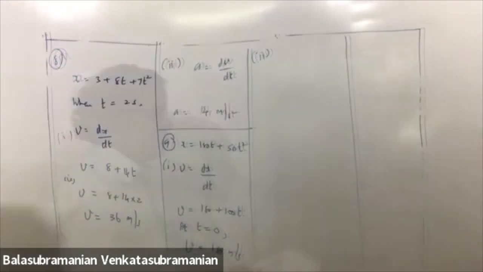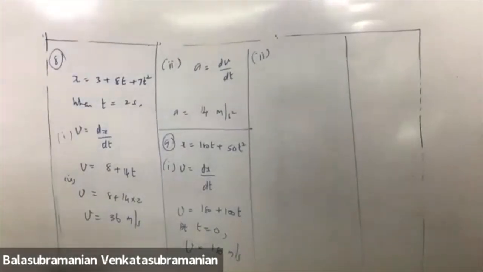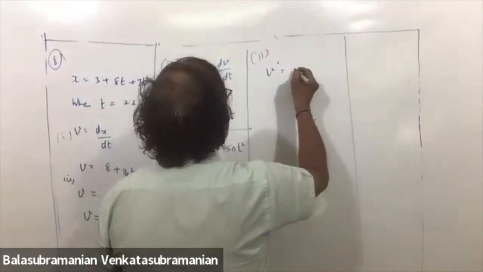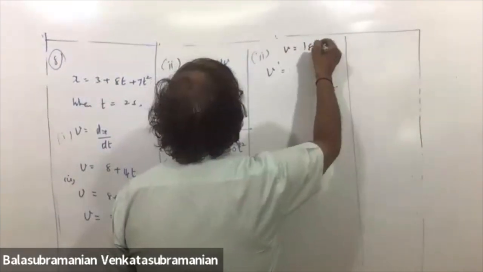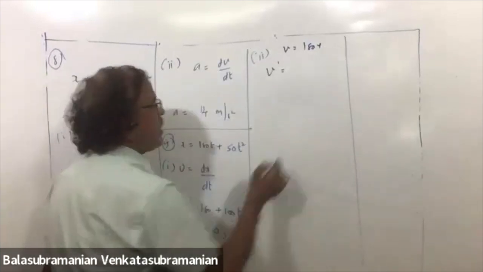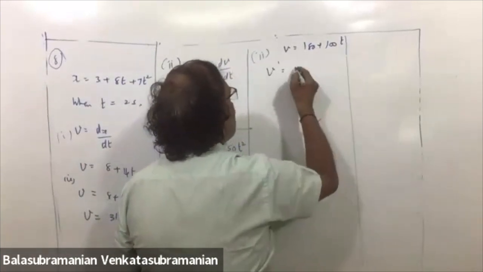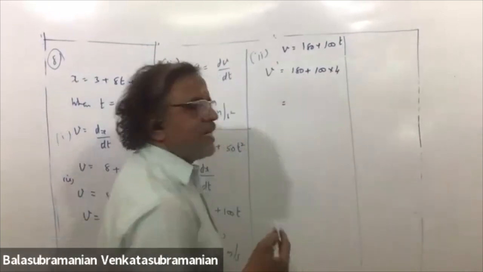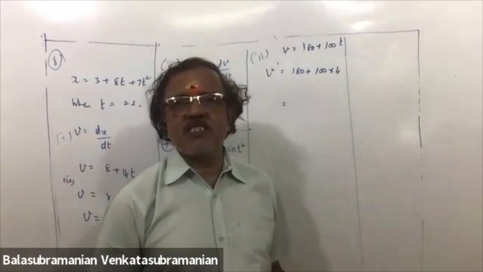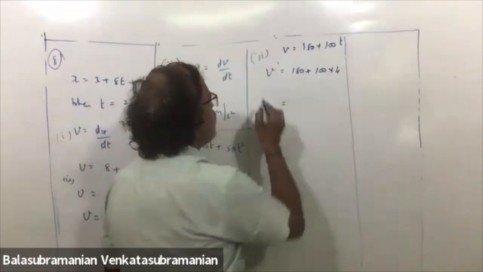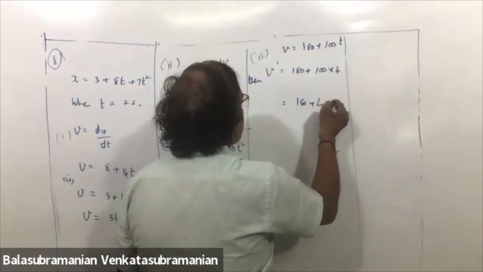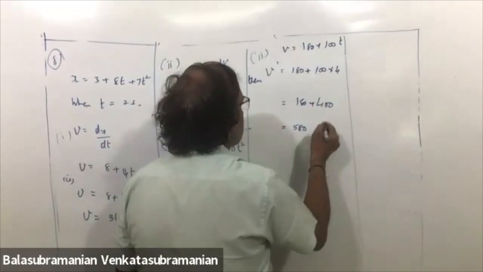Second, you have to calculate the velocity at the end of 4 seconds. V is equal to 180 plus 100t. 180 plus 100 into 4, at the end of 4 seconds. 180 plus 400, 580 meters per second.